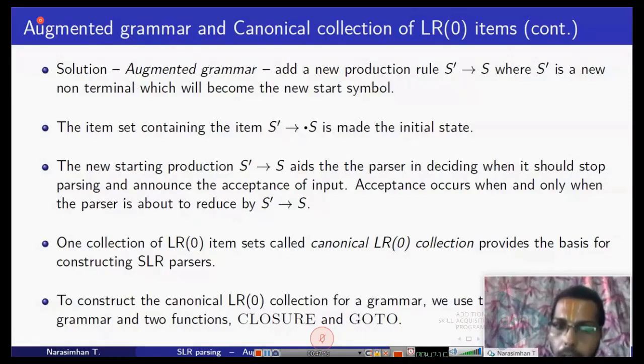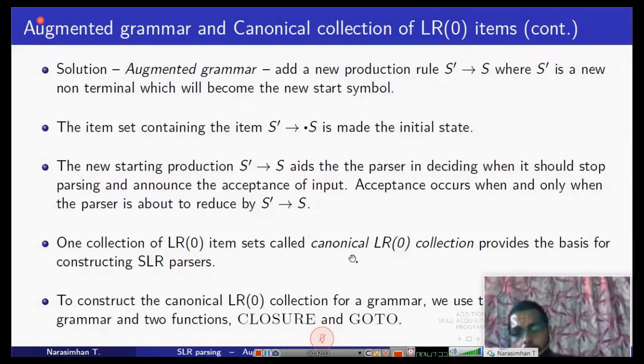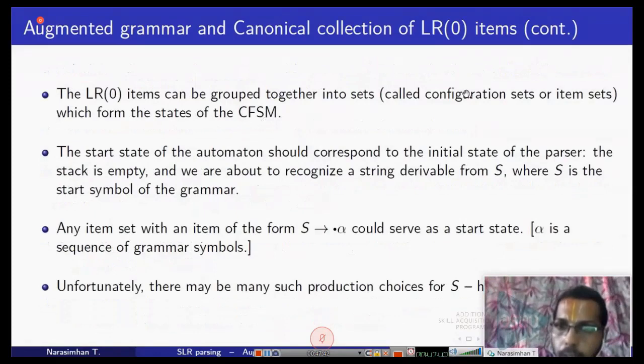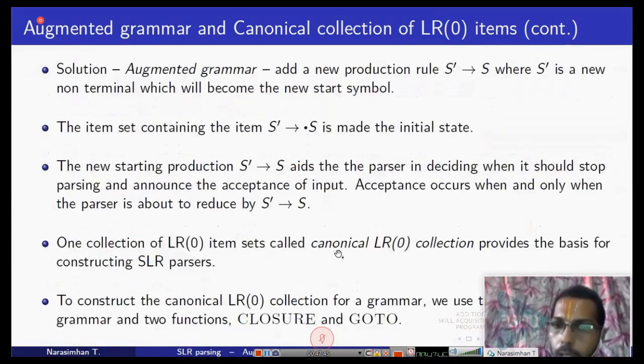And canonical collection is nothing but you collect the LR0 items, you collect the LR0 item sets, which is known as canonical collection. The LR0 items will be grouped together to form configuration sets, which will form the states, right? This collection of configuration sets, this collection of item sets is what you call as canonical collection.